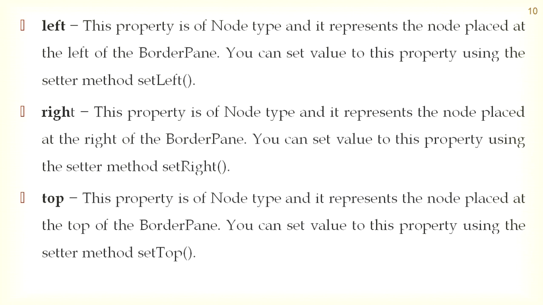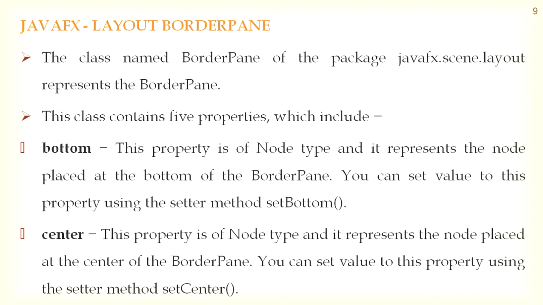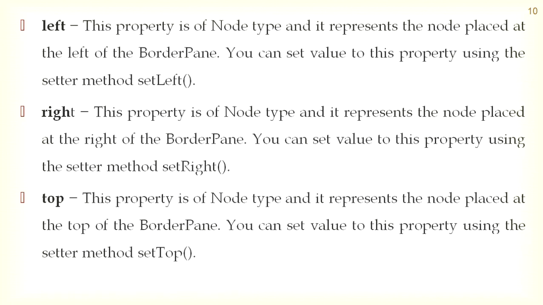Left, the property is of node type. It represents the node placed at the left of the border pane. You can set a value to this property using the setter method setLeft. And for right, you can use the setter method setRight. And for top, you can use setTop. And for center, you can use setCenter. And for bottom, you can use setBottom.